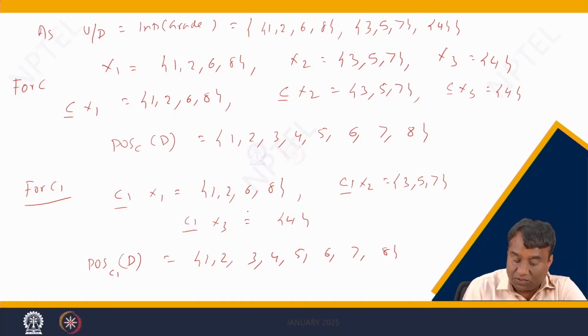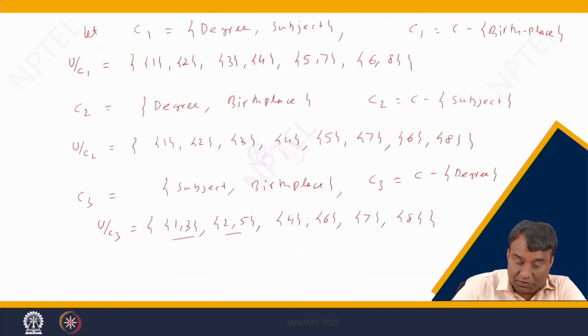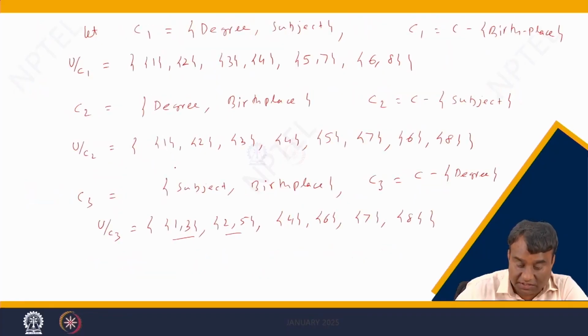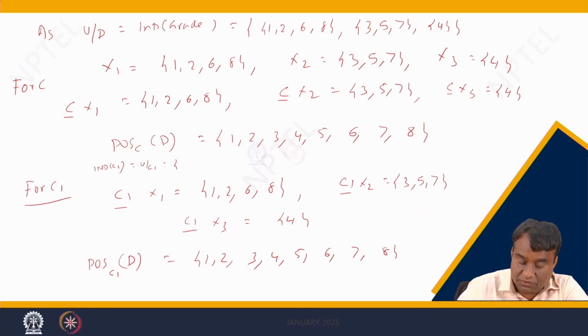For C1, here x1 is 1 2 6 8. Now in this particular sum, C1 is 5 7 and 6 8. So 1 2 3 are different, so here you can write the indiscernibility relation of C1. Let's write the indiscernibility relation of C1 first, that is U by C1. You take that from here, so that is basically 1 2 3 4 5 7 6 8.